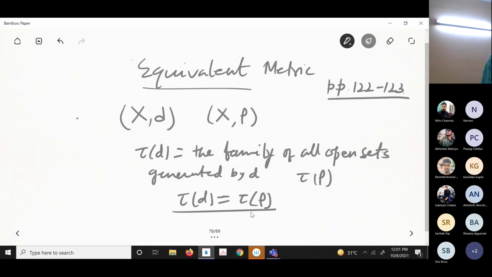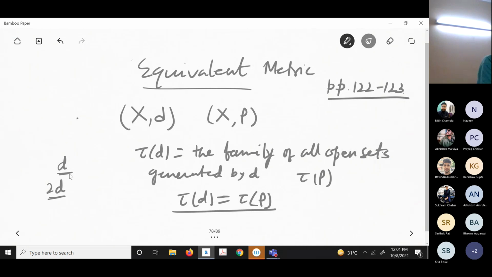If this happens, look, it's not rare, it often happens, because if you take D, then if you take 2D, 2D means you just multiply by 2. So this will give you the same metric. Okay. In fact, you are just expanding the scale by 2, multiplying the scale by 2. So they will give you the same class of open sets.